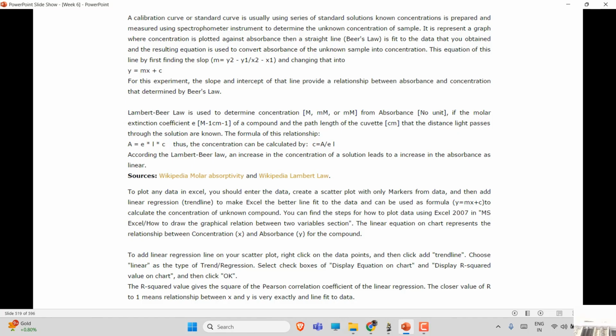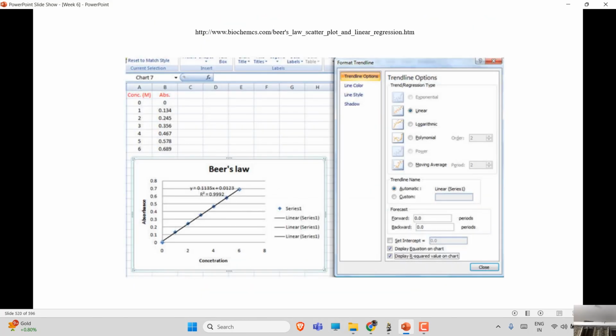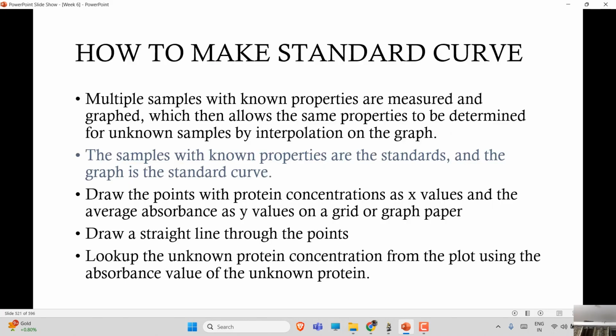Okay, according to the Lambert-Beer law, an increase in the concentration of a solution leads to a linear increase in the absorbance. To plot any data in Excel, you should enter the data, create a scatter plot with only markers from the data, and then add linear regression or add a trend line to make Excel give the best line fit to the data, which can be used as a formula y equals mx plus c to calculate the concentration of the unknown compound, right? This is how it is done in Excel. But nowadays there is always better advanced software such as Origin or GraphPad Prism.